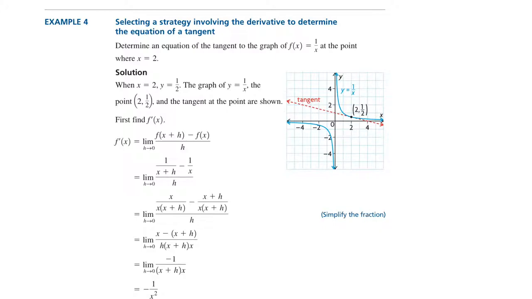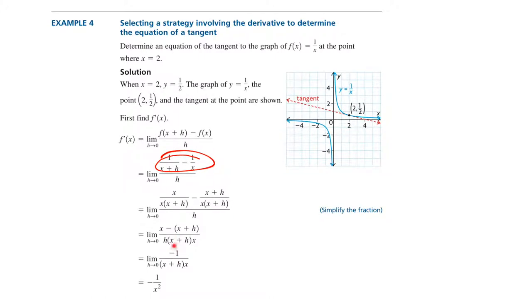The common denominator between 1 over x plus h and 1 over x is x times x plus h. And the fraction can be written as 1 over h times minus h over x times x plus h, which is the simplified form of the numerator. If we reduce it by h, the derivative would be the limit of negative 1 over x plus h times x as h approaches 0, which is negative 1 over x squared. Therefore, the derivative of 1 over x is negative 1 over x squared. So far, we found the derivative of two functions. The derivative of square root of x is 1 over 2 square root of x, and the derivative of 1 over x is negative 1 over x squared.